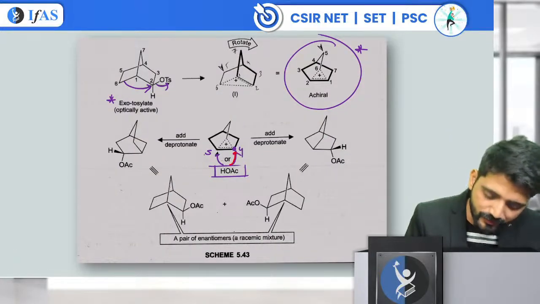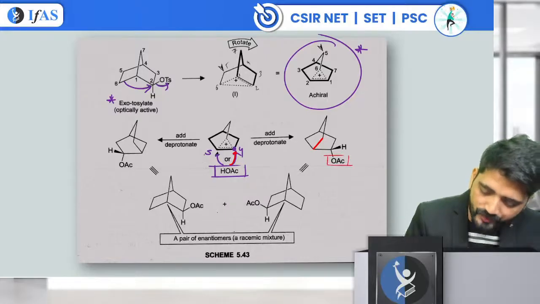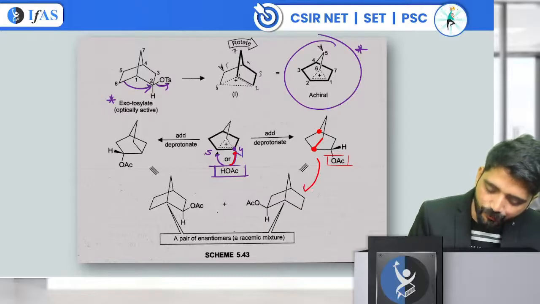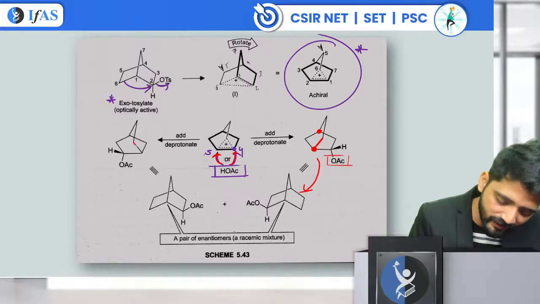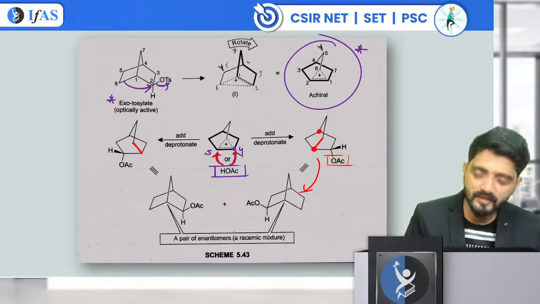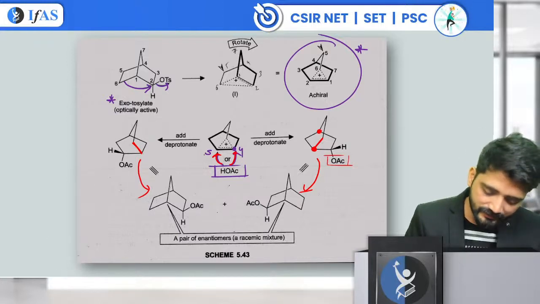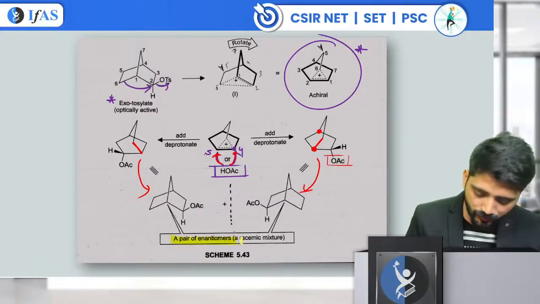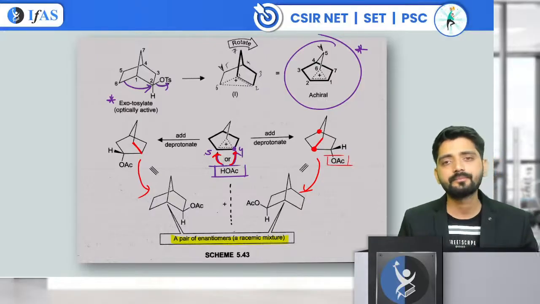When we attack at carbon number 5, the bond actually forms at this center and you have an OAc group present here. When I rearrange this norbornane system, I find a product which looks like this. And when we attack at the other carbon, the bond actually forms at this center and the product is going to look like this. And they found that yes, they are mirror images of each other, so the product is going to be a racemic mixture. This is what I have explained in the previous slide.